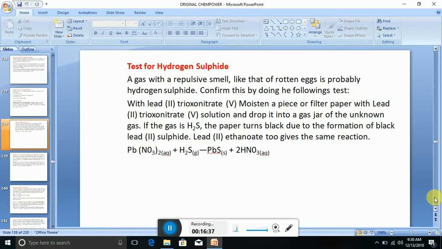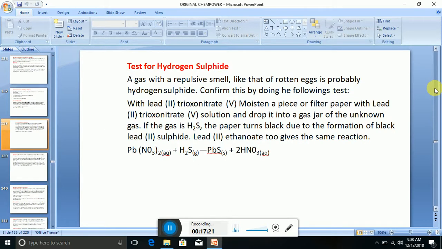Test for hydrogen sulfide. A gas with a repulsive smell like that of rotten eggs is probably hydrogen sulfide. Confirm this by doing the following test. Moisten a piece of filter paper with lead(II) trioxonitrate(V) solution and drop it in a gas jar of the unknown gas. If the gas is hydrogen sulfide, the paper turns black due to the formation of black lead(II) sulfide. Lead(II) ethanoate gives the same reaction.